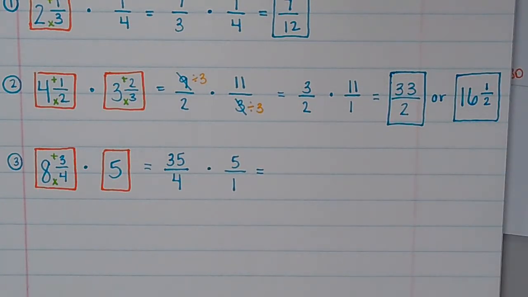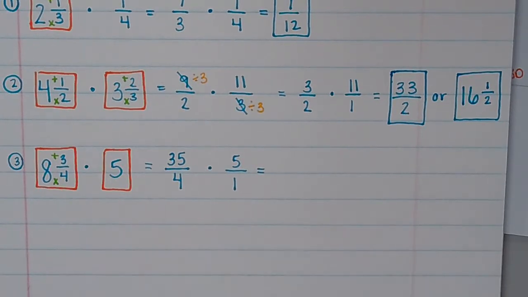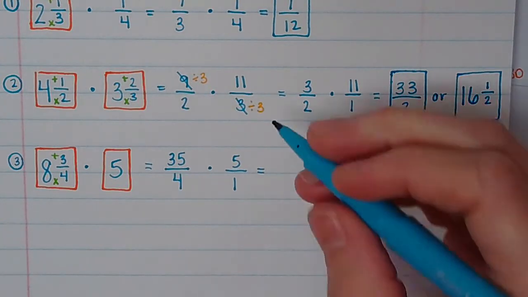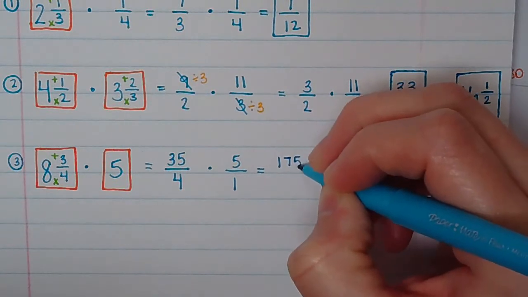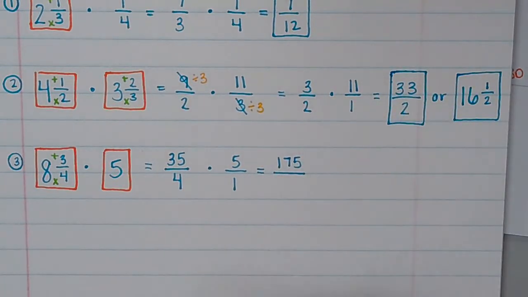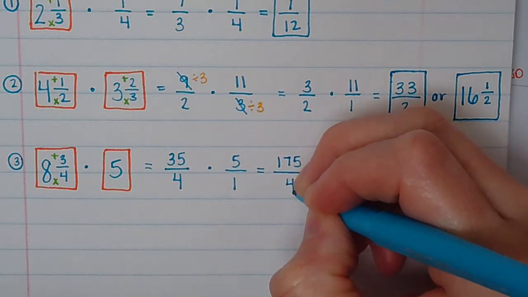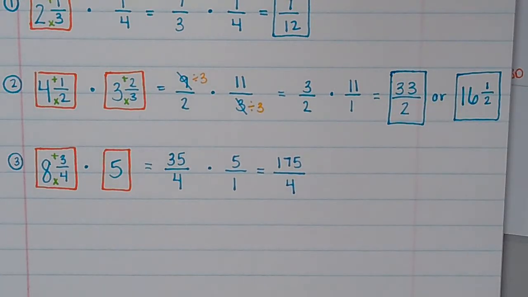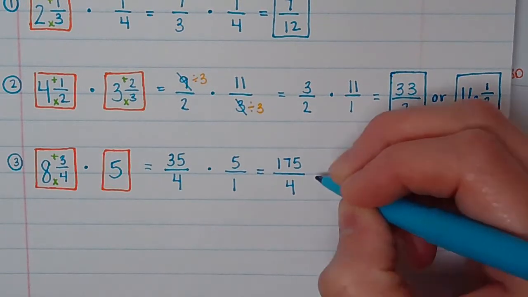Okay, all right, so there's nothing I can cross cancel. 4 and 5 don't share anything. 1 and 35 don't share anything. So I just need to go ahead and do my multiplication straight across. So if I do 35 times 5, I end up getting 175. All right, and then you do 4 times 1 and you get 4. All right, once again, it doesn't say whether to put it as a mixed number or improper fraction. So I'll do it for both.